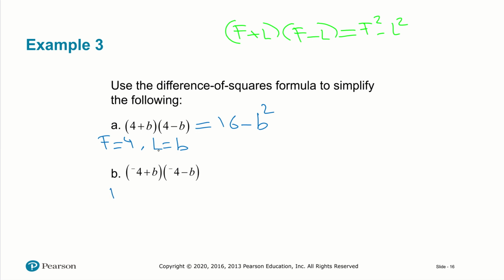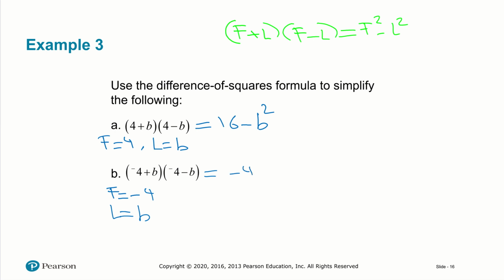For the next problem, what's playing the role of f? Negative 4. And what is playing the role of L? B. So once again, notice you have to be in the perfect conjugate shape, the only difference between the two expressions being the difference in the sign. Notice negative 4, B, B. Only difference is the sign in the middle, and these two. Only if this is satisfied can you use this formula.